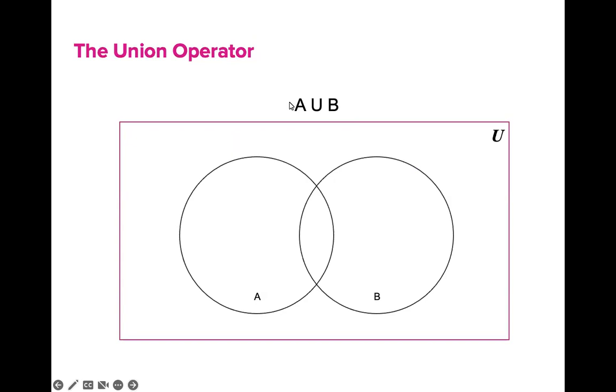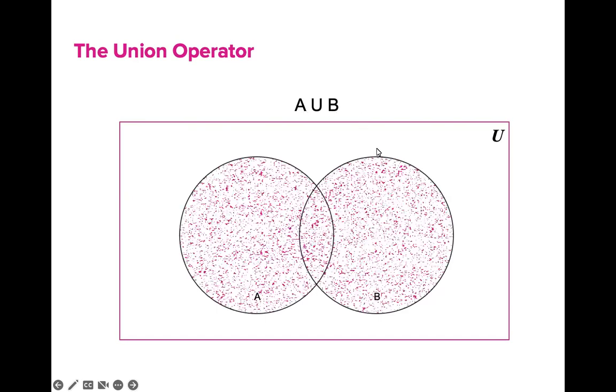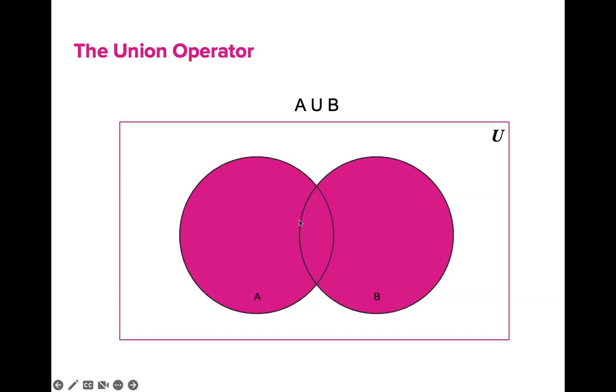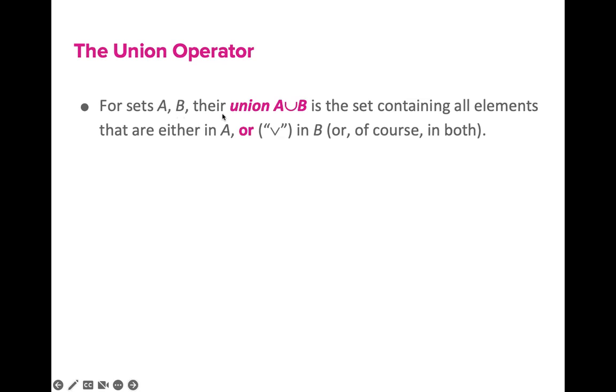So to denote the union of two sets, we use this U-shaped symbol. And taking the union of two sets, what we essentially mean is combining the elements of two sets into one set. Okay, so we are taking elements that are either in A, in B, or both A and B. So formally, for sets A and B, their union is the set containing all elements that are either in A or in B, or of course both A and B.